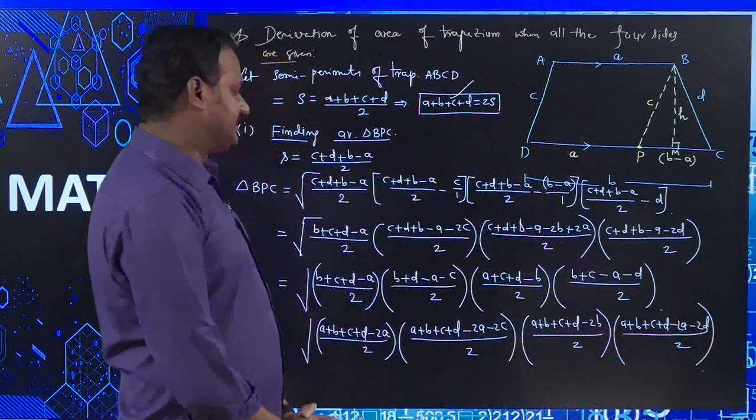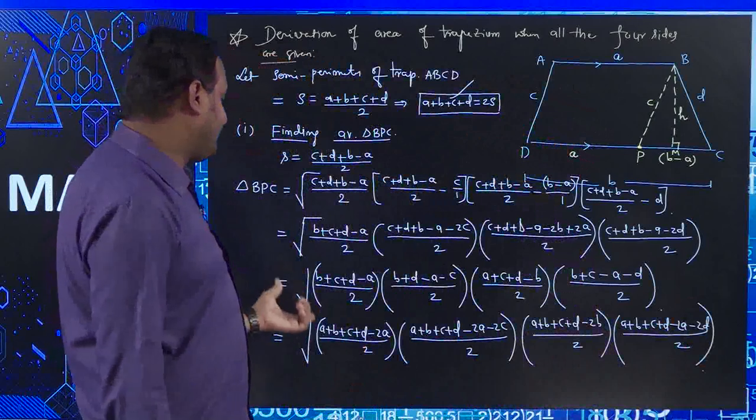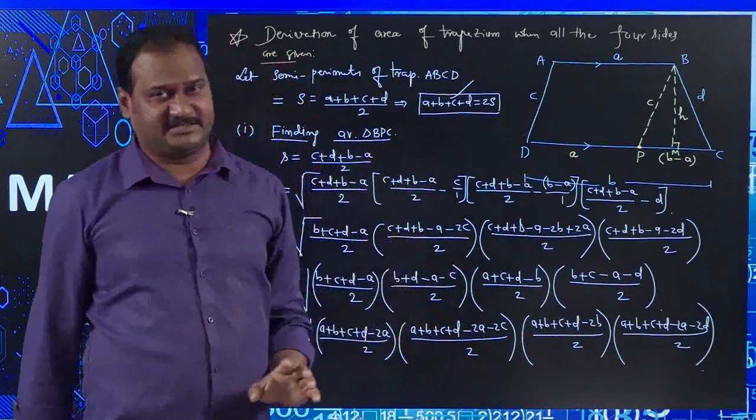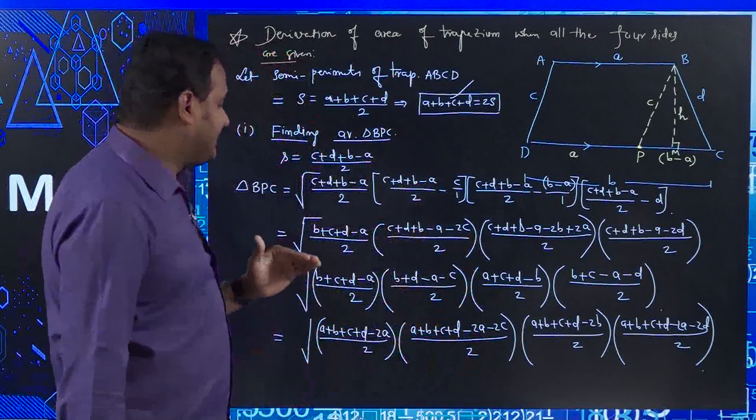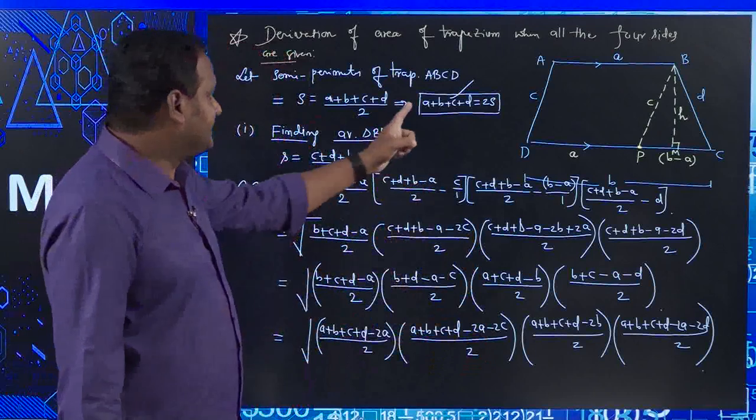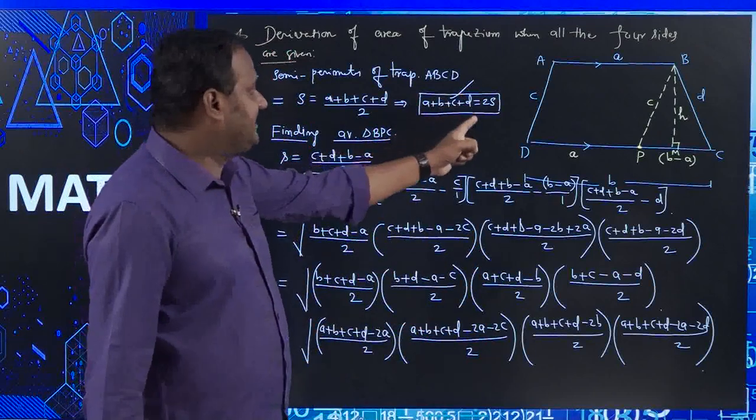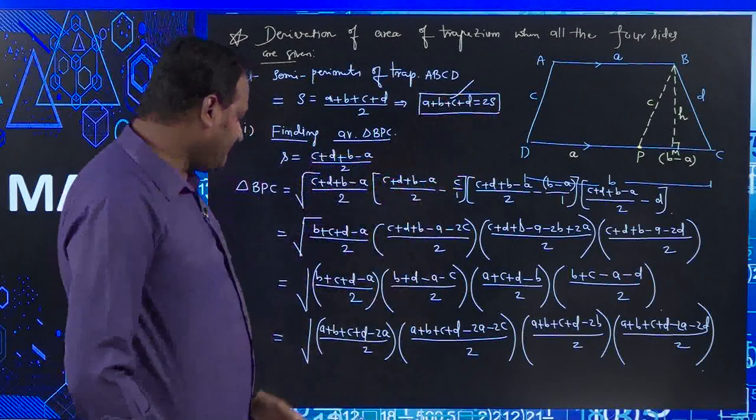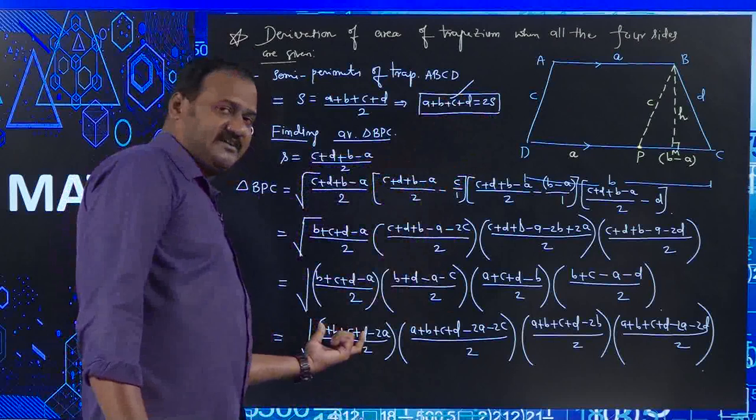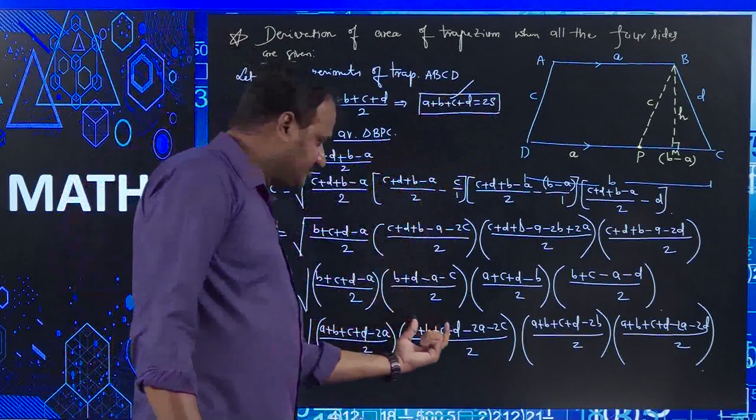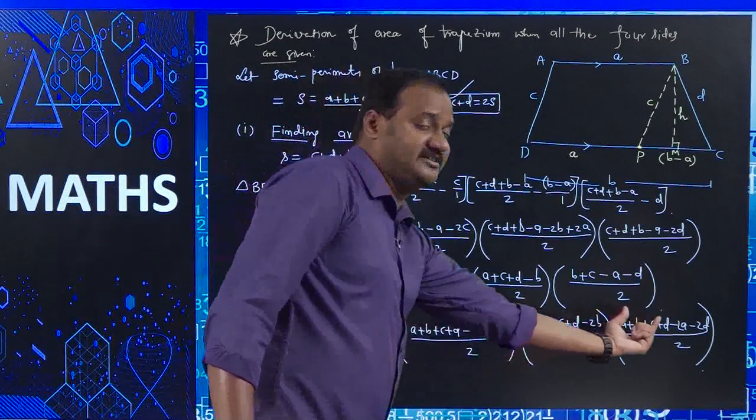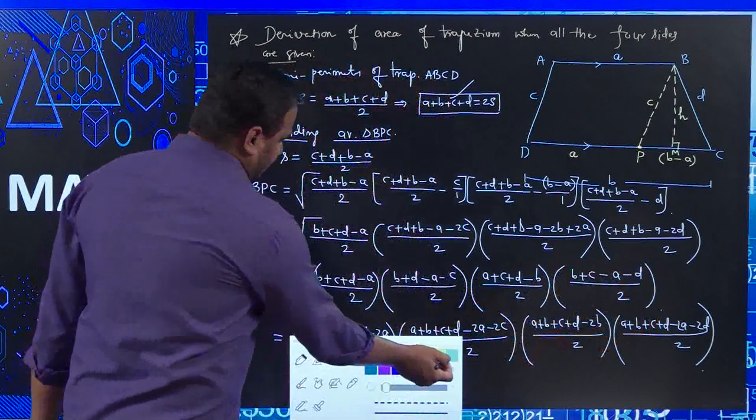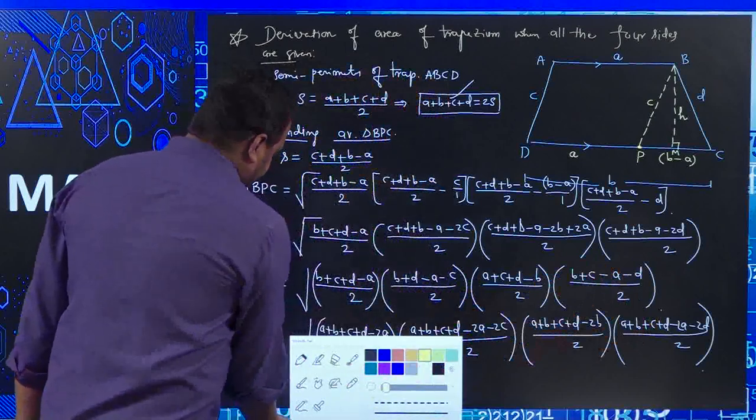It is very much simpler, making every single term as a plus b plus c plus d as a part of that. And why are we making it as a plus b plus c plus d? Because the value of a plus b plus c plus d is going to be 2s, right. So, here in a plus b plus c plus d, I write 2s, and here also I write 2s, and here also I write 2s, and here also I write 2s. Now, you see the difference in the formula, right.